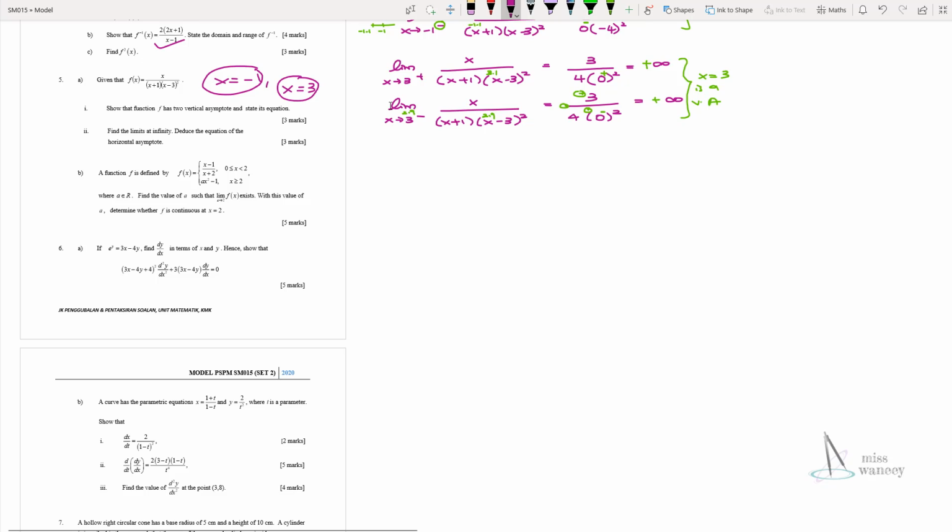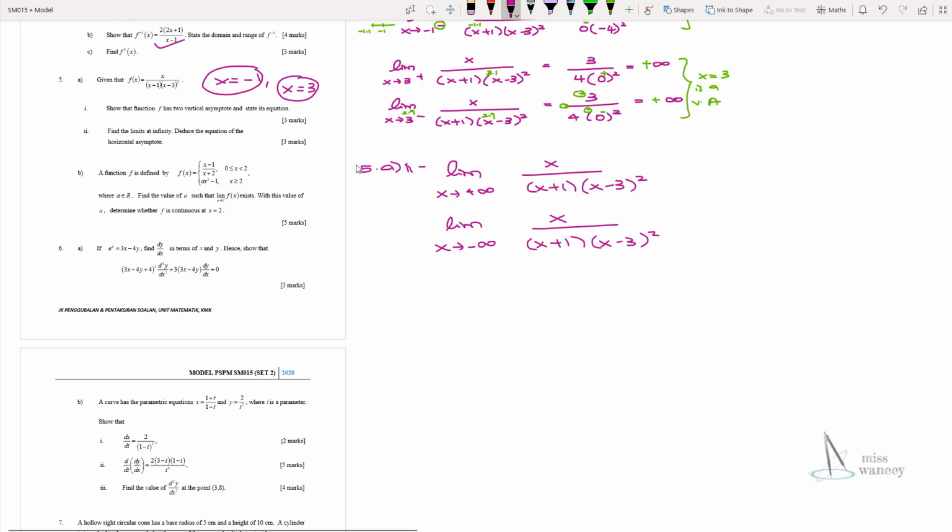Okay, so this is A1, so now A2, 5A2. Find the limits at infinity. So I need to calculate the limit as x approaches positive infinity of x over (x plus 1)(x minus 3) squared. And then the other one is the limit as x approaches negative infinity for x over (x plus 1)(x minus 3) squared.